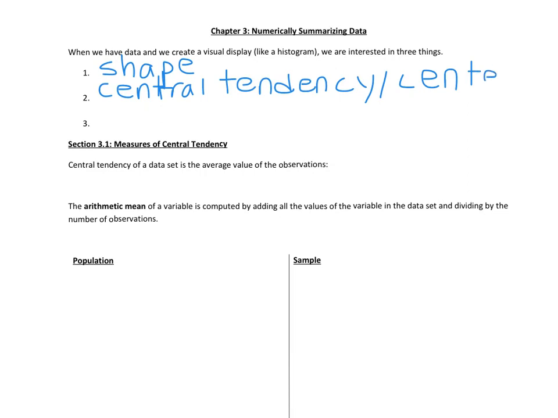And then finally, we also describe the data's spread. So is the data close together? Is it spread out really far? Stuff like that. And that's going to be section 3.2.